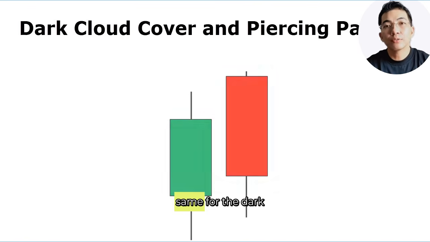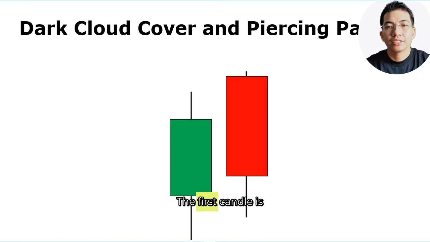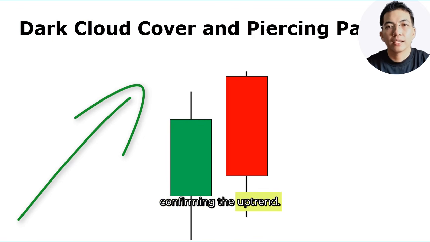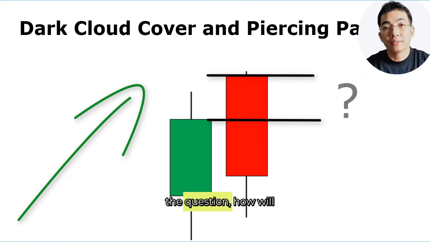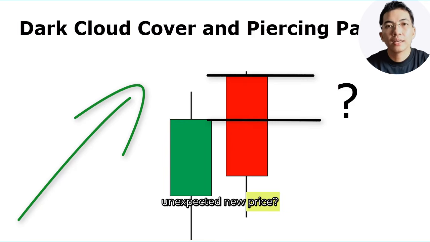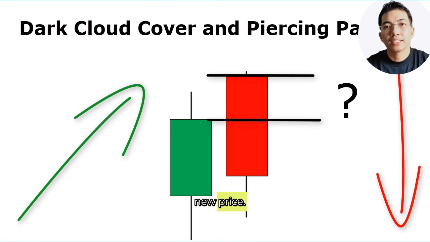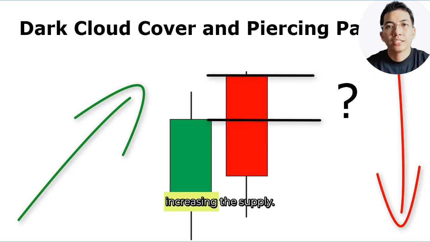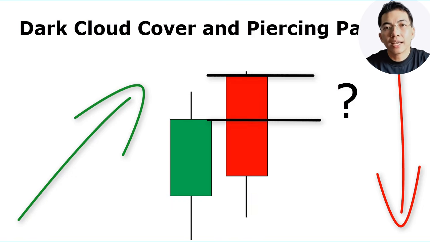We can say the same for the dark cloud cover. The first candle is confirming the uptrend. The gap then represents the question: how will traders react to this unexpected new price? The second candle represents the answer. If the price goes down and the candle fills the gap and closes into the real body of the first candle, then sellers had a reaction to this new price. They sold the pair, increasing the supply. They look very logical, and actually they are, and they are also very good signals from my experience.